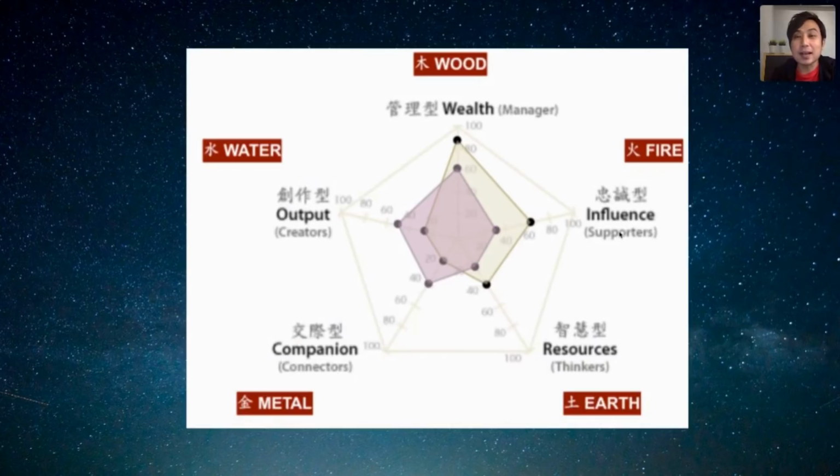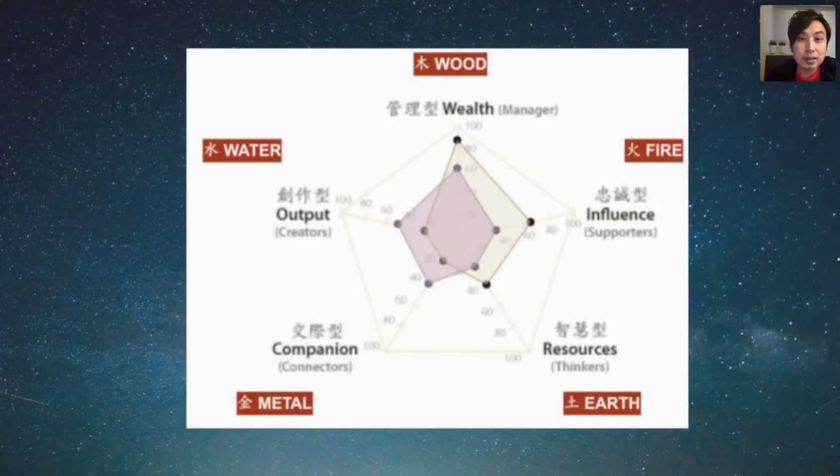Inside there are 2 diagrams. One is the beige color, and one is the purple color. Let me draw it so you are clear. This is the beige color, and the second one here is the purple color. The one that we need is the beige color.